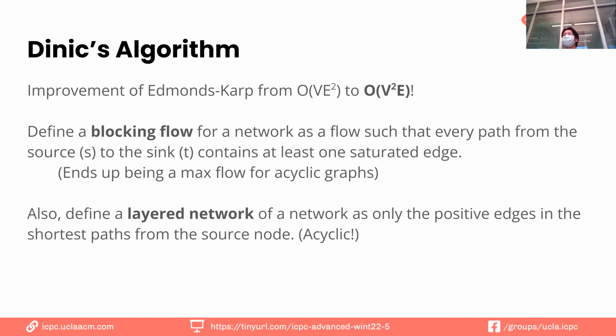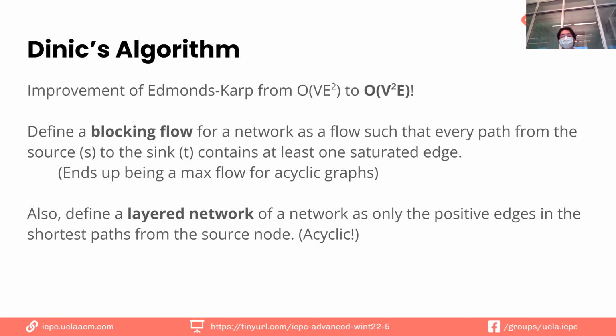So a blocking flow is a flow over a whole network where every path from the source to the sink contains at least one saturated edge. In other words, you can think of it intuitively as there being no more augmenting paths, but this is only true for acyclic graphs, because there's some special case where you can go backwards and find an augmenting path. So this is a max flow for acyclic graphs. I won't really go into it, but this special property of blocking flows is really useful.